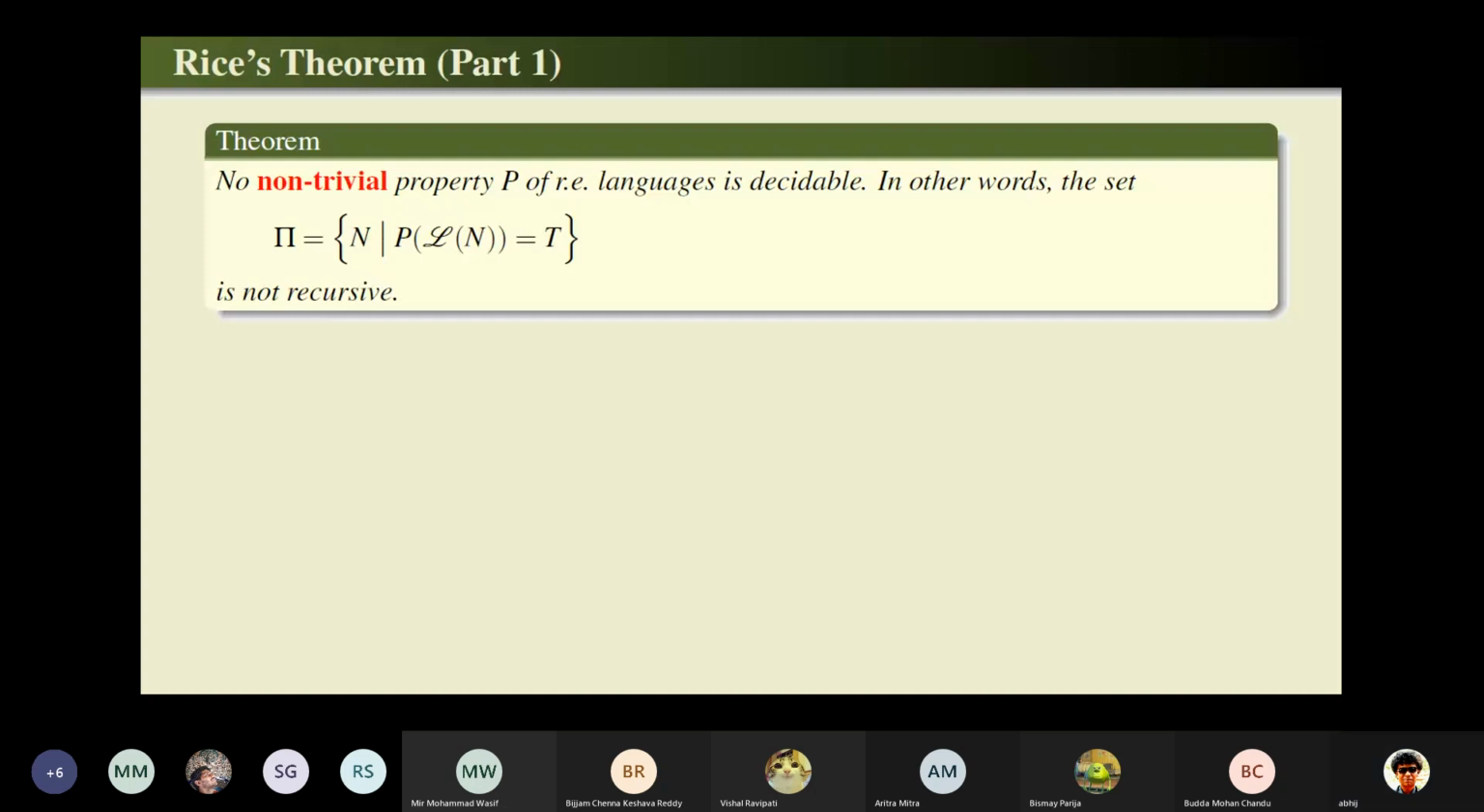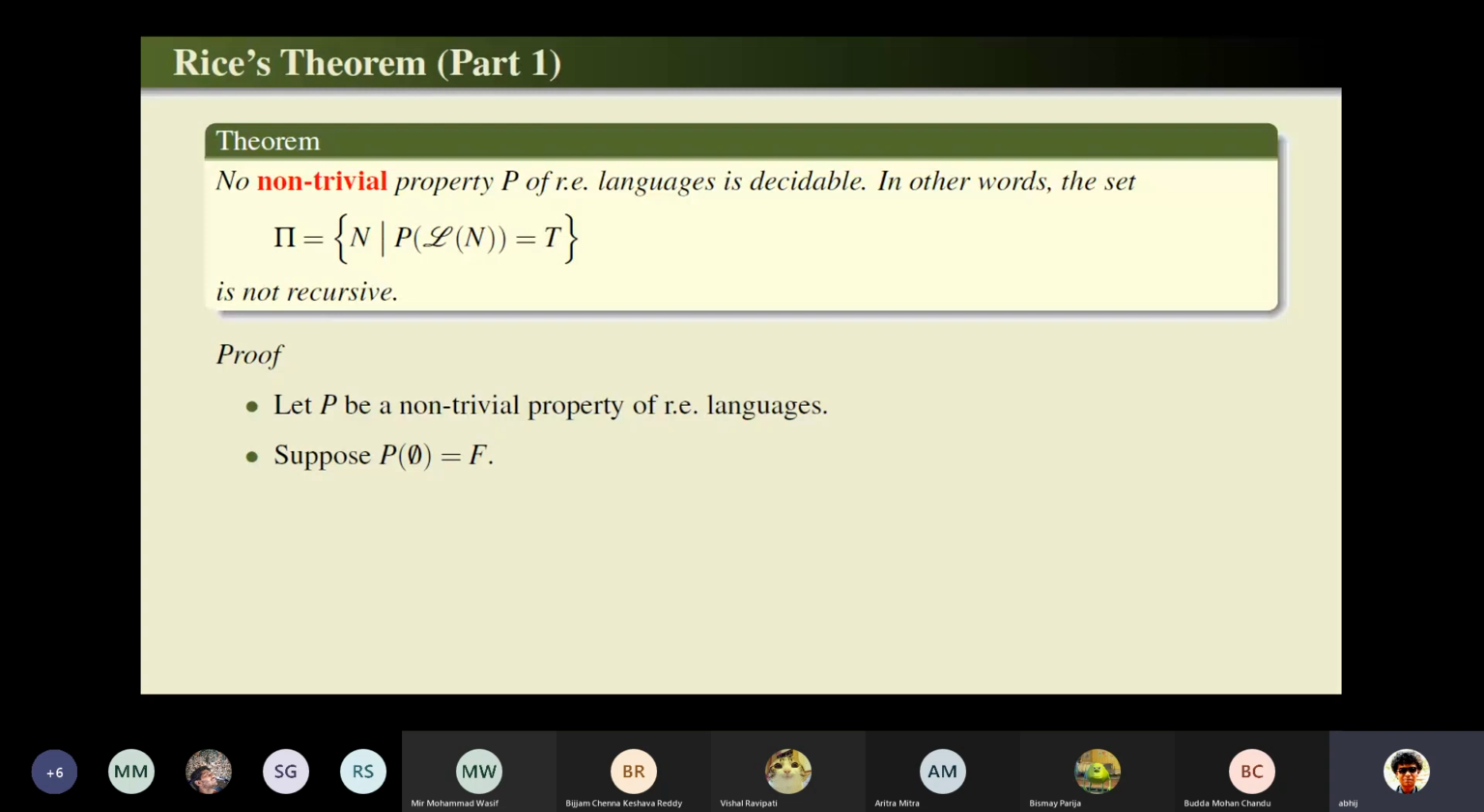Let P be a non-trivial property. And is the property true for the empty set? The empty set is an RE set. Is it true? It may be true, it may be false. And in the rest of the proof, I will assume that this is false. Because if it is true, then it's fairly straightforward.